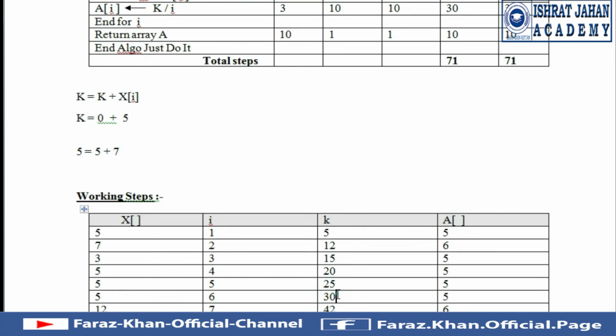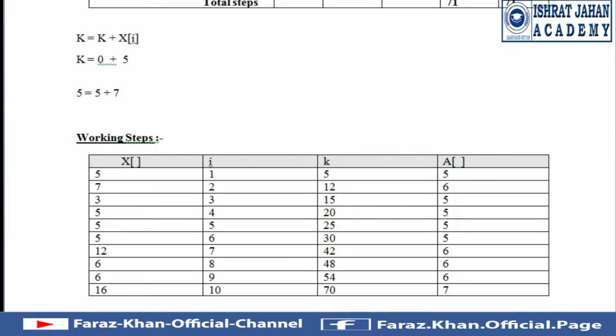So here is the working step. What about this one? So k divided by I. 5 divided by 1 is 5. 12 divided by 2 is 6. 15 divided by 3 is 5. 20 divided by 4 is 5. 25 divided by 5 is 5, and so on.